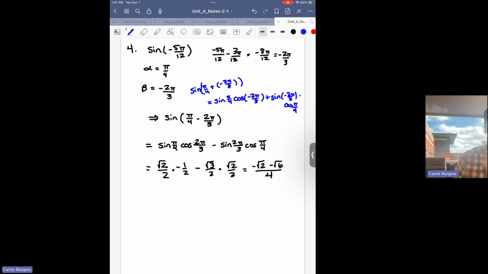What's going to happen with cosine of negative 2 pi over 3 because cosine is even? Yeah, exactly. That's just going to be the same as cosine of regular 2 pi over 3. And then what's going to happen with the sine of negative 2 pi over 3? It's going to migrate out, and so we get minus sine of 2 pi over 3 times cosine of pi over 4. And at that point, we are matching what we have here.